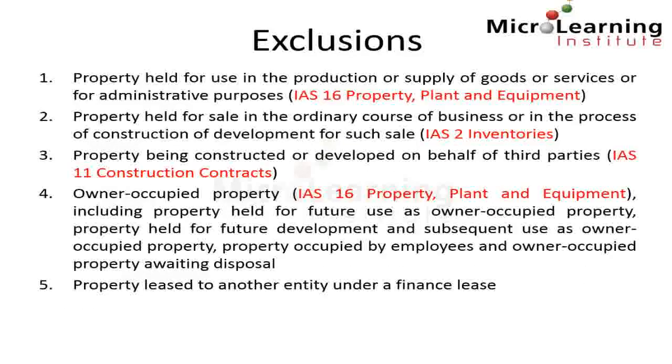IAS 40 excludes the following types of properties. Firstly, property held for use in the production or supply of goods or services or for administration purposes. This type of property is dealt with under IAS 16, Property, Plant and Equipment. Secondly, IAS 40 excludes property held for sale in the ordinary course of business or in the process of construction or development for such sale. These kinds of properties are handled under IAS 2, Inventories.